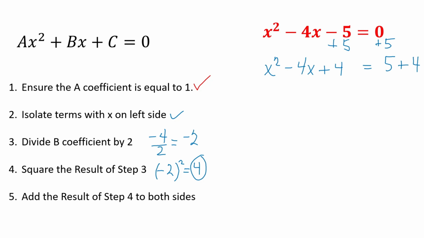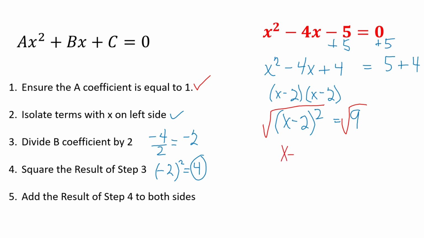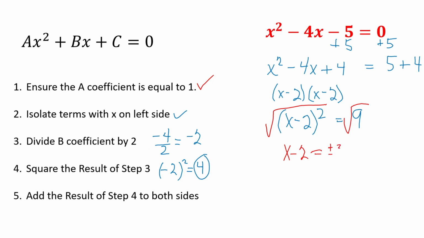Now we have our perfect square. We would get x minus 2 times x minus 2. We can rewrite that as x minus 2 squared on the left side, and that would equal 9 on the right side, because 5 plus 4 equals 9. Our next step is to square root both sides, and we have x minus 2 equals plus or minus 3, because we're square rooting it.